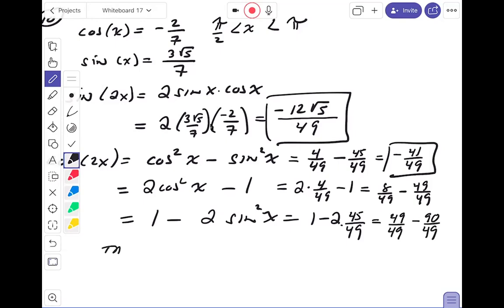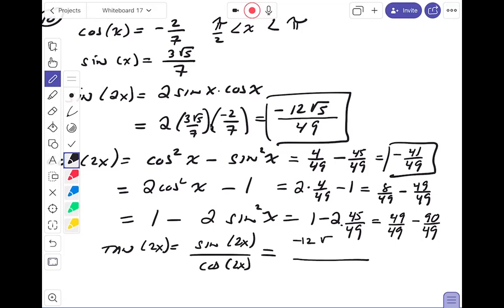And now I'm going to write the tangent of 2x. No, I'm not going to write a formula. This is going to be the sine of 2x over the cosine of 2x. Let's write this down. So it can be minus 12 root 5 over 49 over minus 41 over 49. That looks pretty simple. What are you going to get over there? A simple arithmetic. It's going to be a positive number. The 49s multiply top and bottom 49. You're going to get 12 root 5 over 41. Put a box on it.